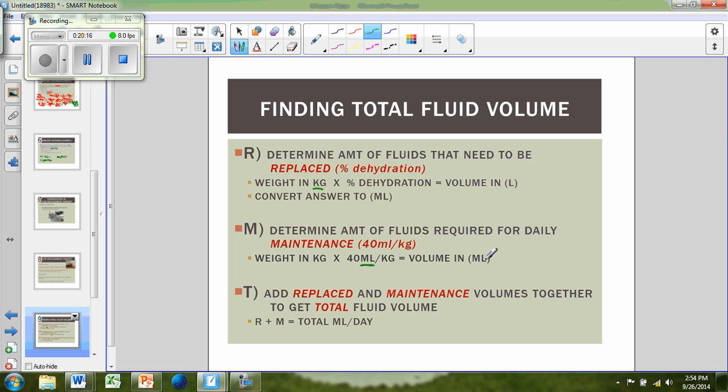Now, once we get both of our answers for replaced and maintenance, we're going to add them together, and the units need to be the same. That's why we can't leave our replaced amount of fluids in liters. We need to change it to mLs. So mLs plus mLs, and we will get our replaced plus maintenance total fluid volume for the day. So R plus M in mLs is going to give our total mL per day. Now this is just the third step of the fluid replacement therapy calculation. The rest we also need to figure out.